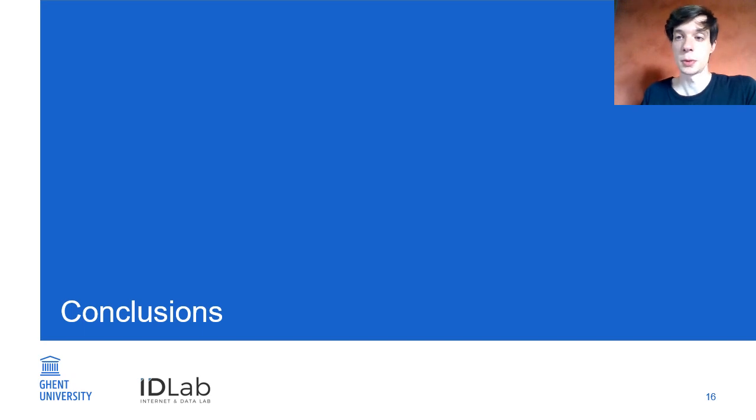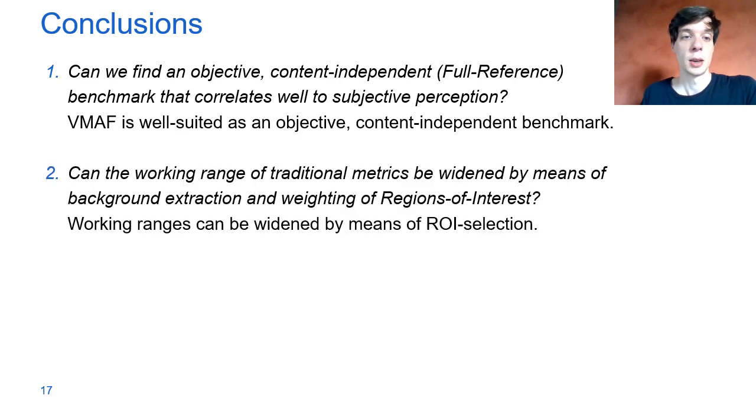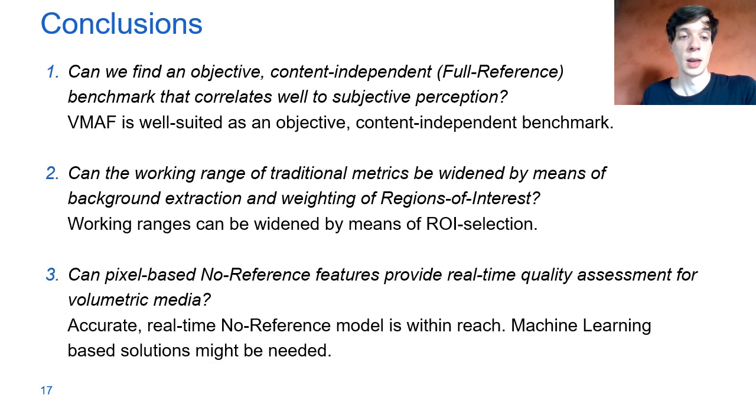Which brings me to the conclusions of this presentation. So first of all, we noticed that we can use VMAF as an objective, content-independent benchmark for offline purposes. Second, we also proved that we can improve the working ranges of traditional video metrics by means of region of interest selection and background removal. And third, we also see that an accurate real-time no-reference model is within reach, where machine learning can, of course, provide a solution, for example, by combining the noise metric and the blur ratio.